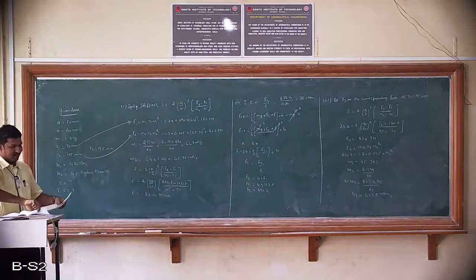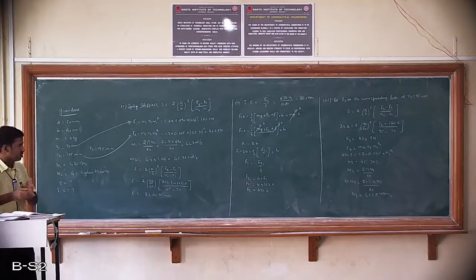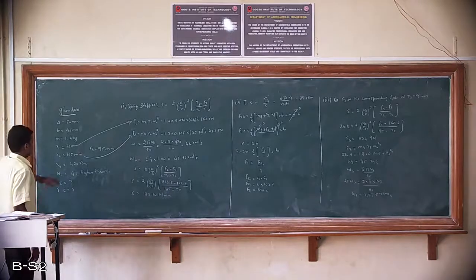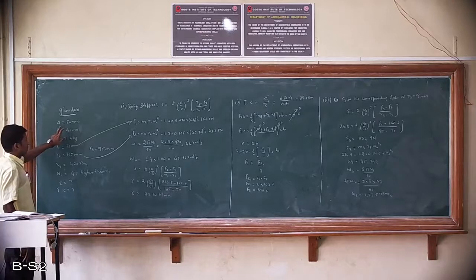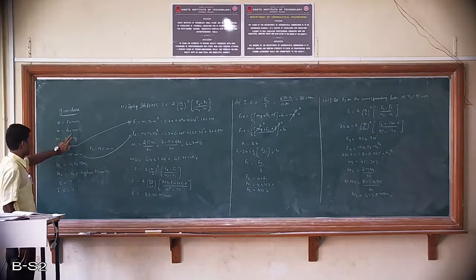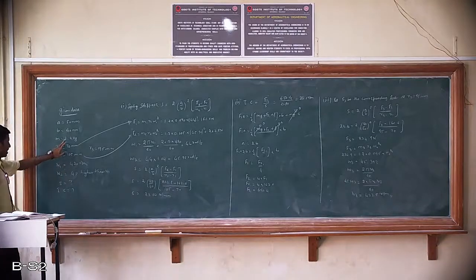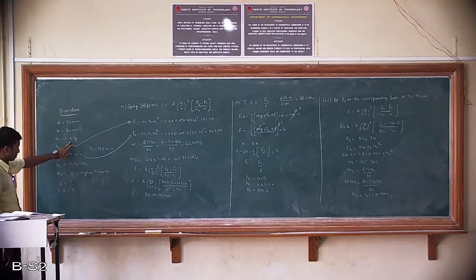So once again I will explain from the beginning, just go through it. The lengths of the horizontal and vertical arms are given as A is equal to 80 mm and B is equal to 40 mm. The value of M is given as 1.2 kg, that is nothing but the mass of the ball.